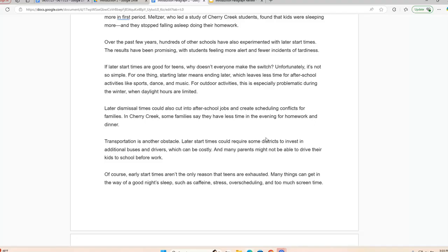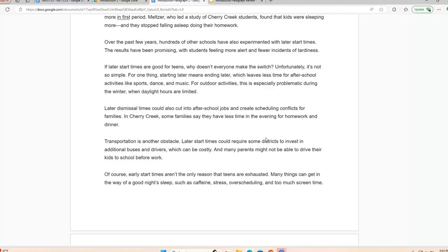If later start times are good for teens, why doesn't everyone make the switch? Unfortunately, it's not so simple. For one thing, starting later means ending later, which leaves less time for after-school activities like sports, dance, and music. For outdoor activities, this is especially problematic during the winter when daylight hours are limited. Later dismissal times also cut into after-school jobs and create scheduling conflicts for families. In Cherry Creek, some families say they have less time in the evening for homework and dinner. Transportation is another obstacle. Later start times could require some districts to invest in additional buses and drivers, which can be costly, and many parents might not be able to drive their kids to school before work.